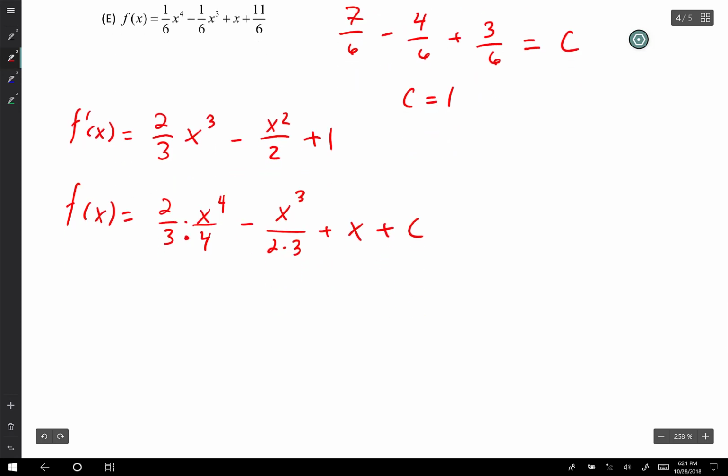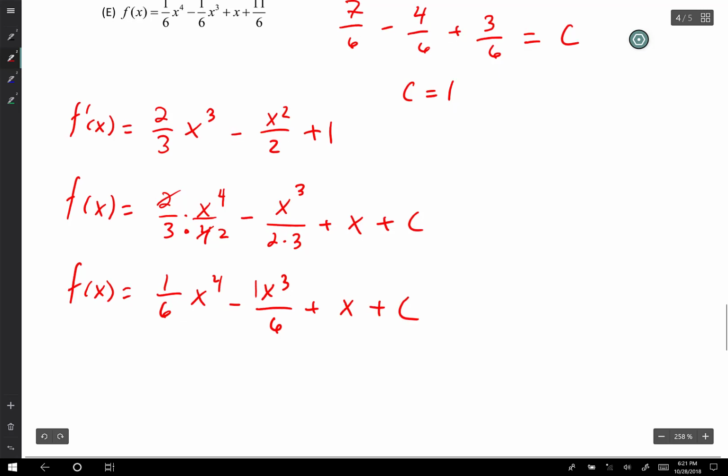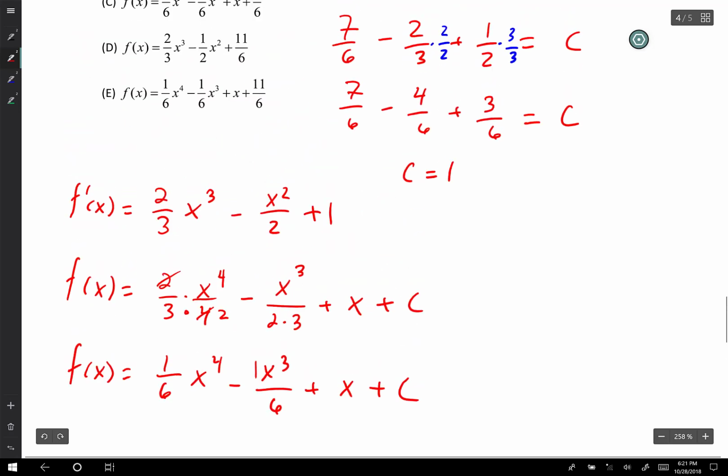So here's what I have. F of x equals, 2 goes into 4 twice. 3 times 2 is 6. So I got 1/6 x to the 4th minus x cubed over 6. I can write that as 1/6 x to the 3rd as well. Plus x plus c.